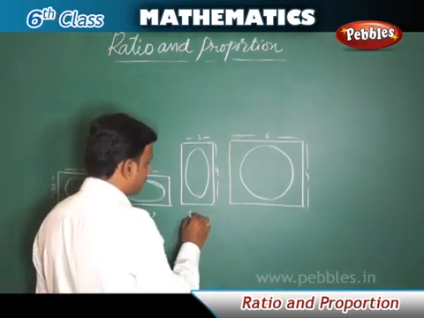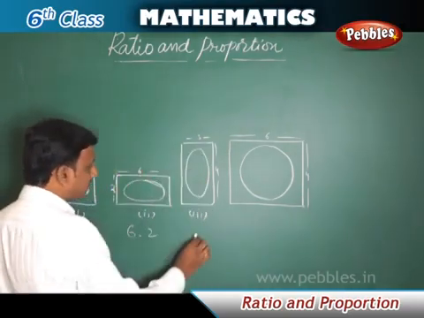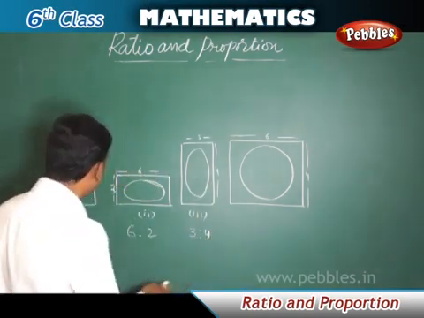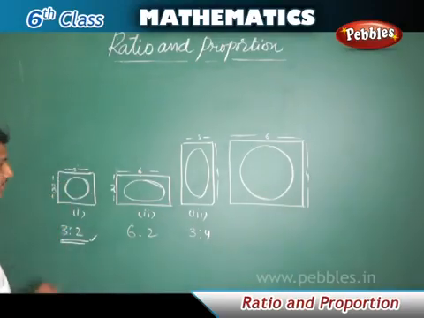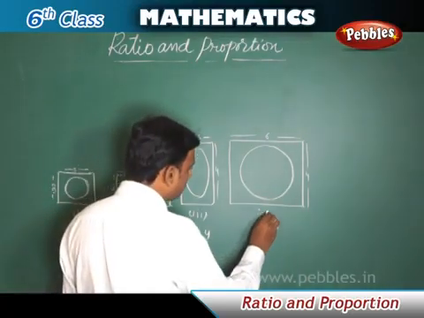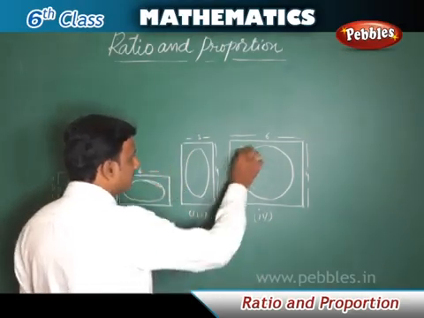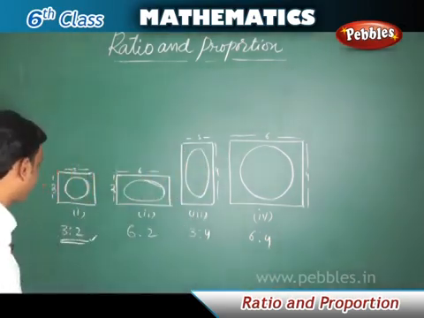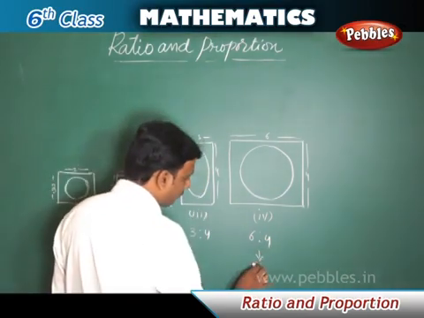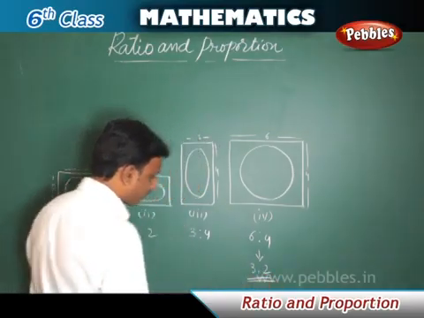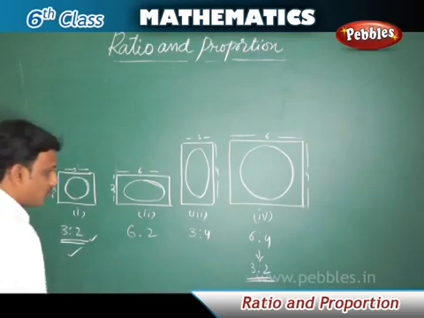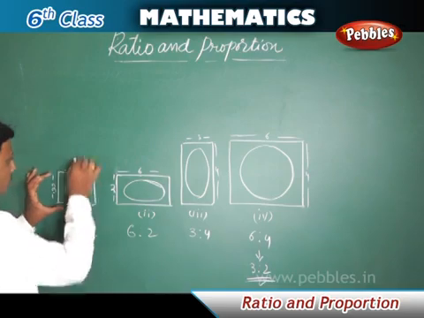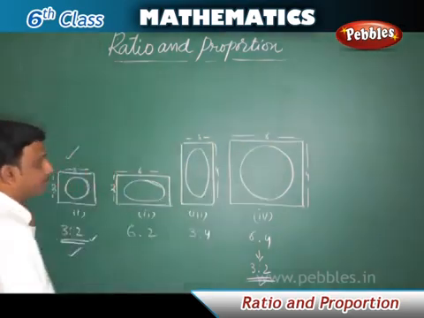And look at the third picture. Here the length is 3, but the width is changed to 4. Actually, it is 2 centimeters in the original picture. Now come to the fourth picture. Here the length is 6 and the width is 4. If you write this in simplest form, 3 is to 2. So here in the simplest form we have 3 is to 2 ratio. So the ratios of picture 1 and 4 are the same.